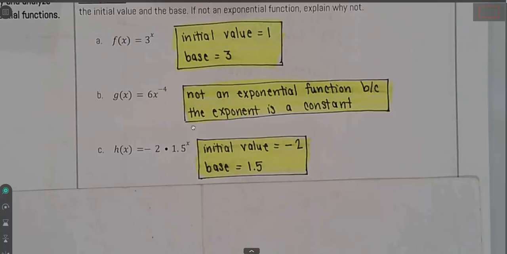All right, team 4. The answer to D is also yes. Team 4, bonus point if you can give me the initial value and the base. The initial value is 7. And the base is 2. Correct.